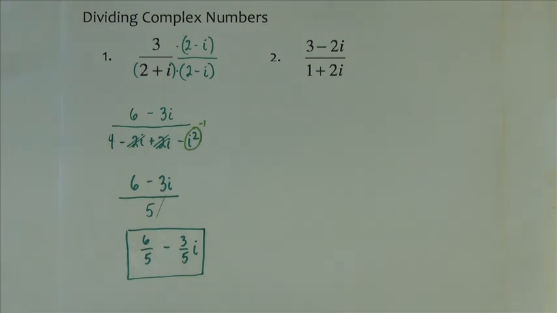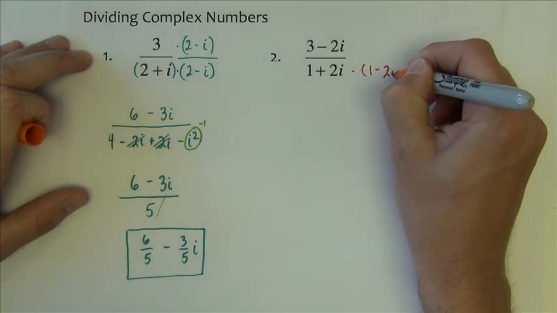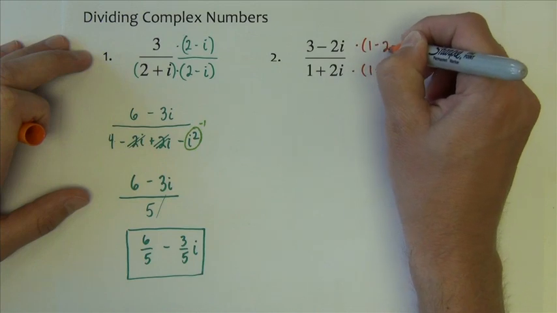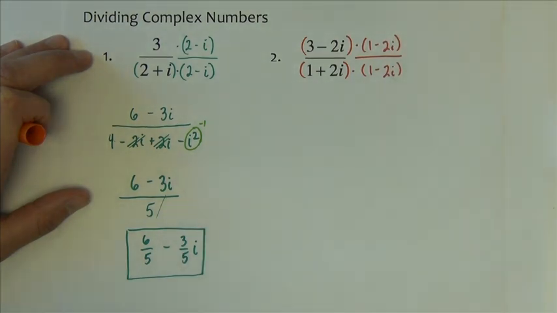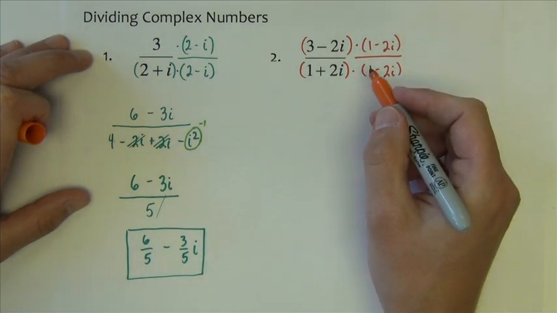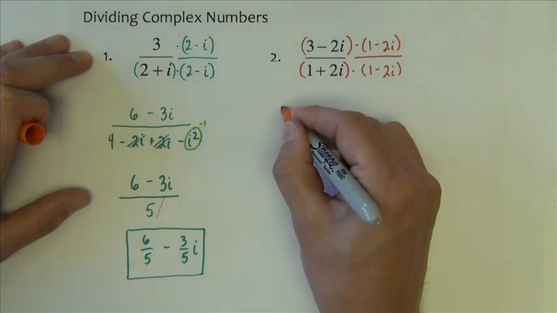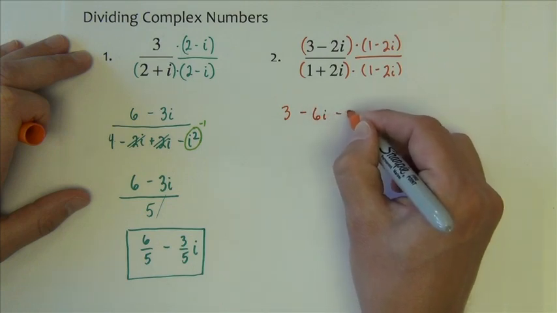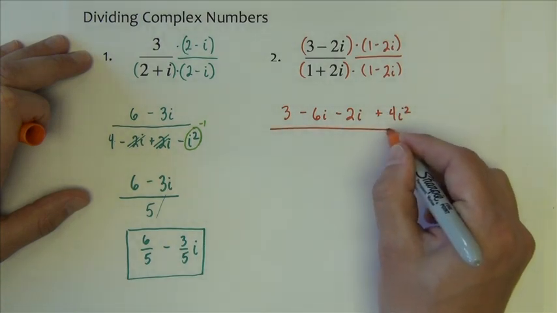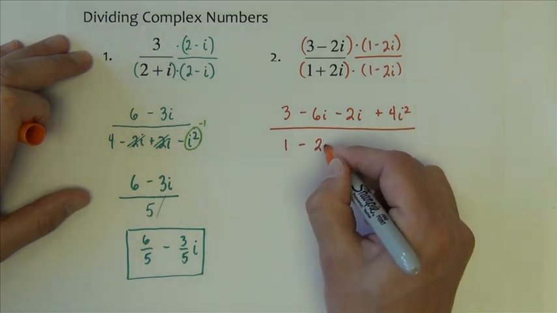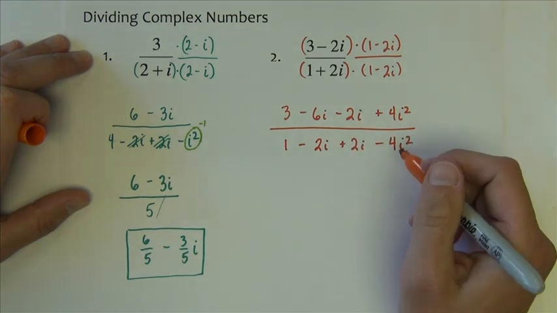In the next example, start the same way. We're going to rationalize the denominator, so I multiply top and bottom by 1 minus 2i. In the numerator I have to FOIL, and the denominator I have to FOIL. So let's see, I'm going to go a little quicker. You can pause it if you need to slow down. I'm not going to draw the lines either, but we get 3 minus 6i minus 2i plus 4i squared. Denominator is 1 minus 2i plus 2i minus 4i squared.